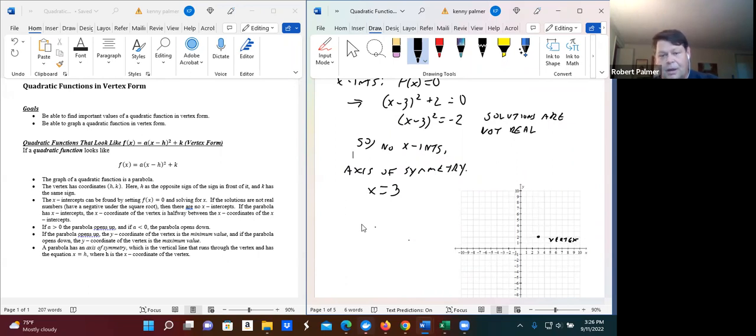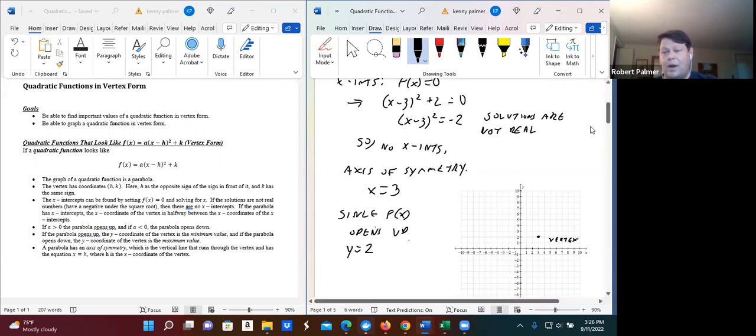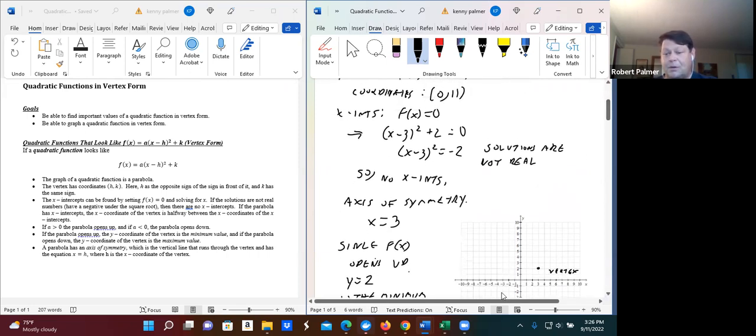Okay. And also, I forgot to say, we have a minimum value. Since the parabola opens up, y equals 2, which is the y coordinate of the vertex, is the minimum value. So it's not the x coordinate, it's the y coordinate of the vertex that is the minimum value. Now remember, we have no x-intercepts. That makes sense. The parabola opens up, it doesn't cross the x-axis.